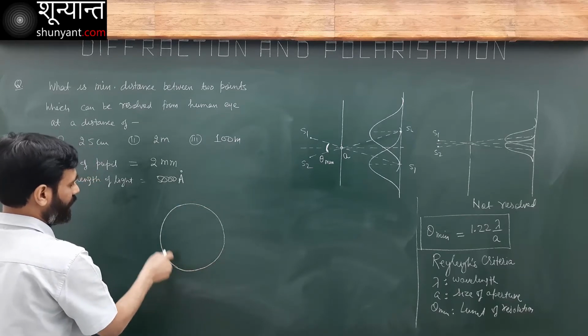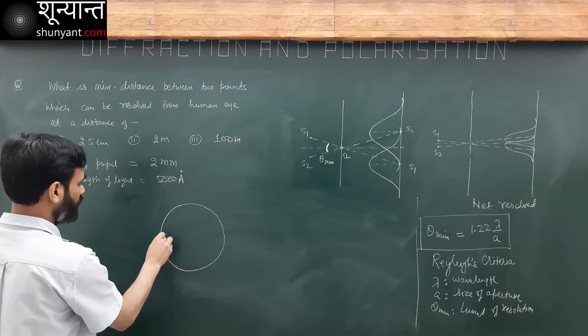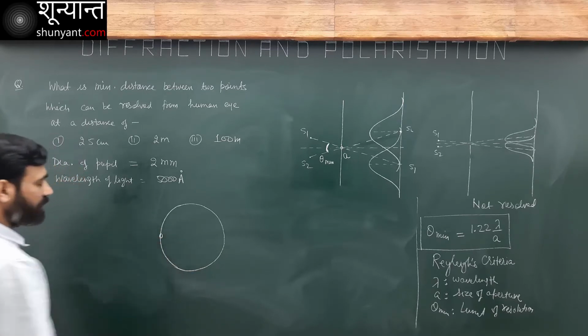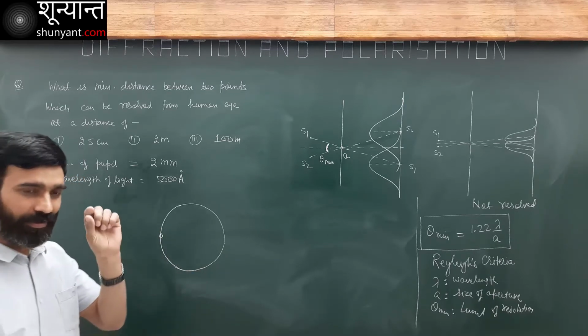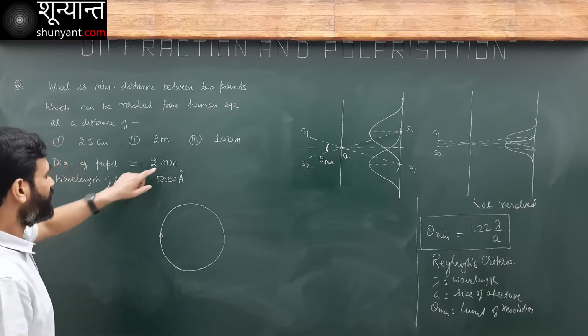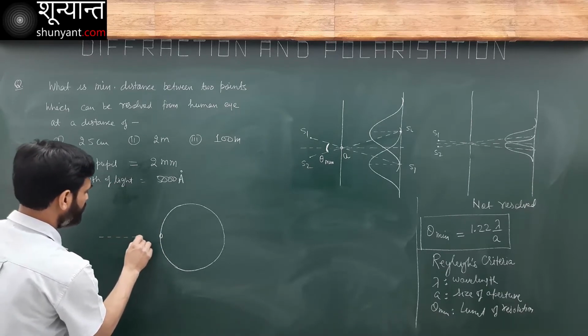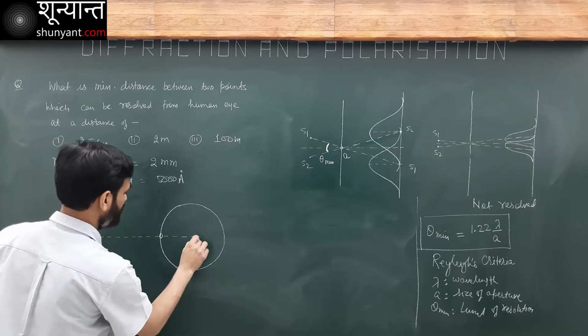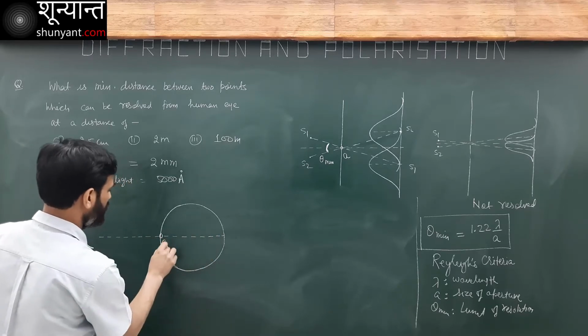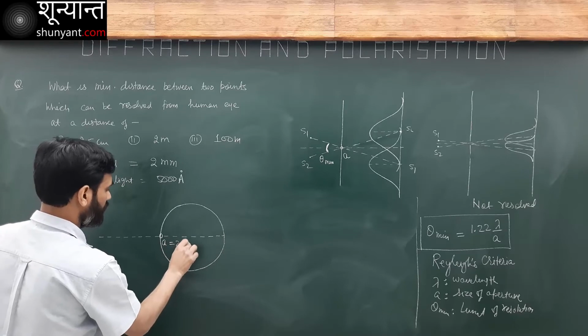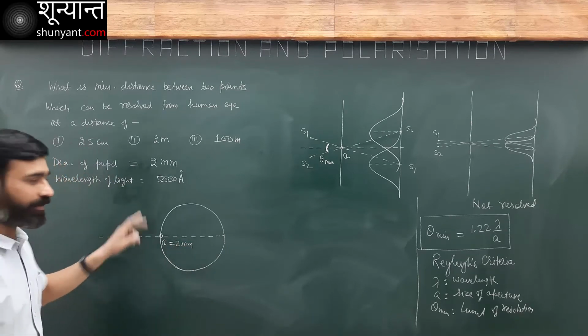Okay. And this is the pupil. It's a very small area through which light enters. So it acts like an aperture, a small hole. Its size is 2 millimeter. Now these two objects are kept at some distance. This A is 2 millimeter, the diameter of the aperture.